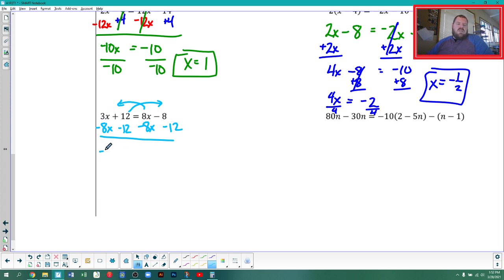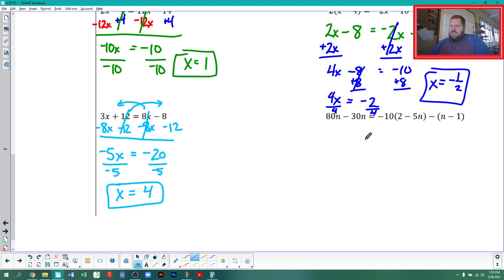3 minus 8 is negative 5. 12 minus 12 cancels. 8x minus 8x cancels. And then negative 8 minus 12 is negative 20. Divide by negative 5. Divide by negative 5. Negative 5 divided by negative 5 is 1. 1x. Negative 20 divided by 5 is 4. There we go.